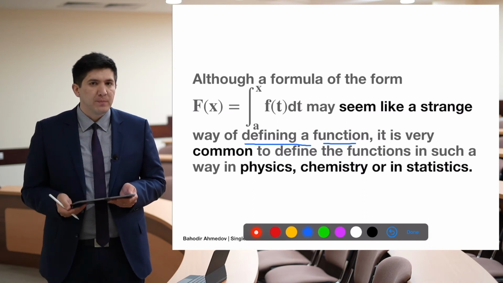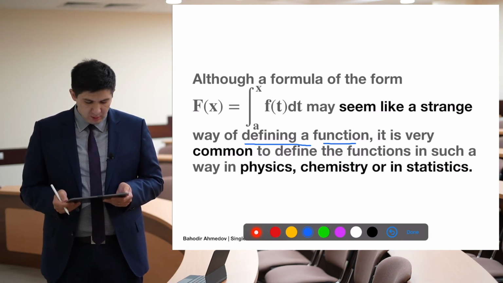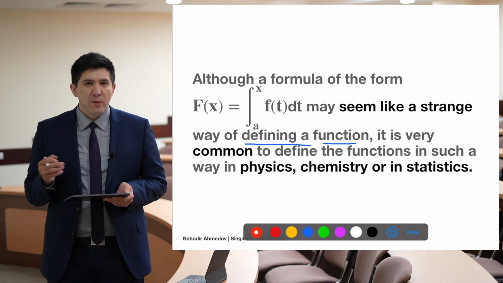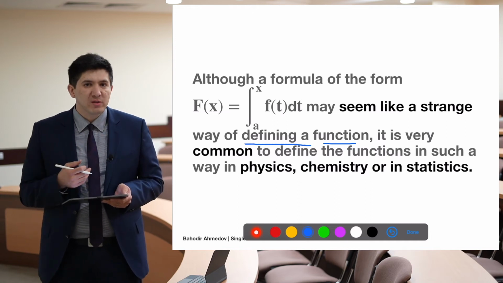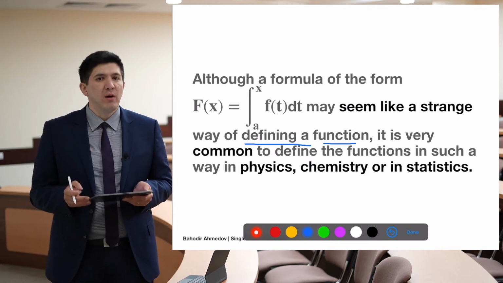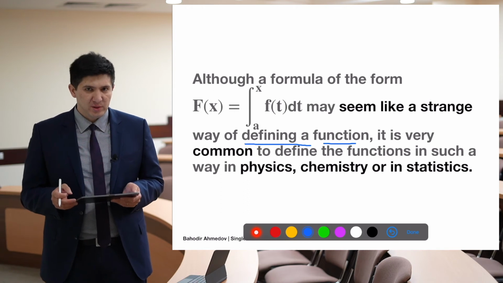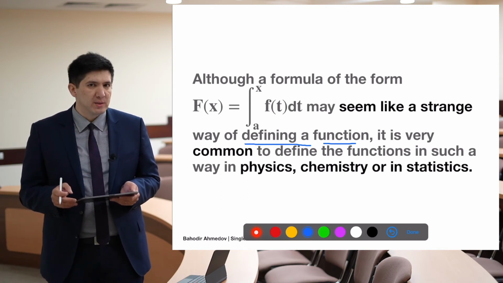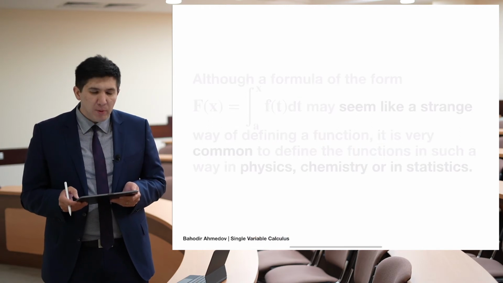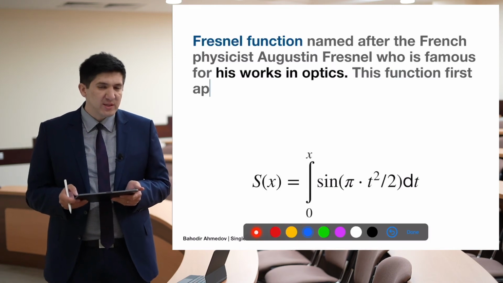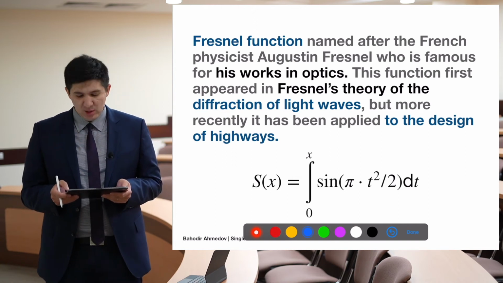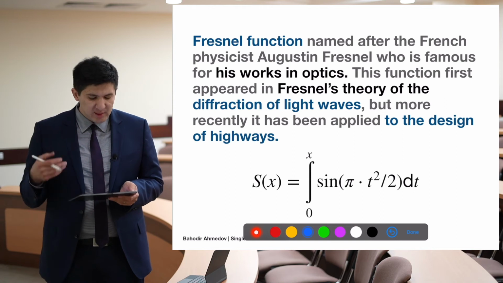Although the formula, how we are defining this function, looks very strange because it is different than the functions which we have defined so far, this kind of definition of functions is very common in many different areas of science, like in chemistry or in physics or in statistics. For example, in physics, there is the so-called Fresnel function, which is used in the diffraction of light waves, which is recently used in order to design highways, and is defined in this way.